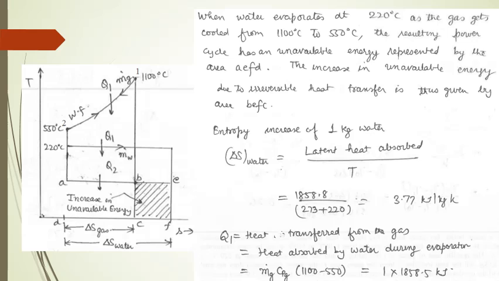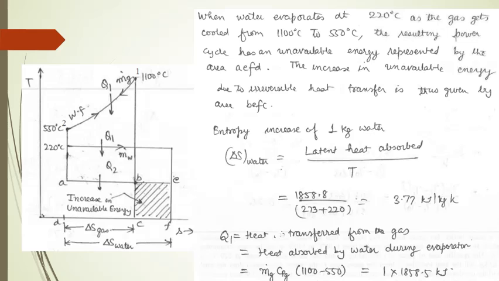Now the entropy increase of 1 kilogram of water will be equal to latent heat absorbed divided by the absolute temperature at which this latent heat transfer takes place. So this is equal to 1858.8 divided by 273 plus 220, as 220 degrees Celsius is the temperature of the water that is getting evaporated. So that comes out to be 3.77 kilojoule per kg per Kelvin.